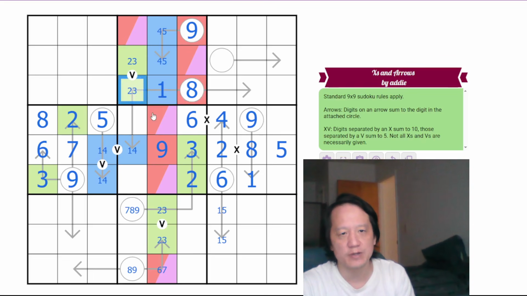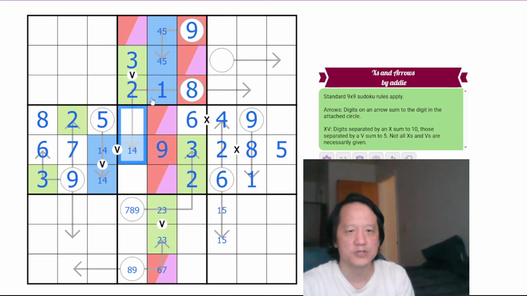And this can't be 1 or 4, so that's 2, which makes that 3. That leaves this as a 1-4 pair here to add up to 8 with that cage there. And this can't be 4 because of 4 in the row here. So this must be 1, which makes this 4, which makes that 1, which makes that 4.